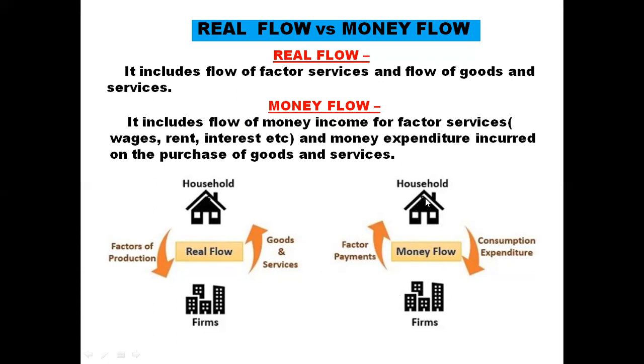And when the households buy goods and services from the firms, in order to buy goods and services, they do consumption expenditure, that is money flows from households to firms, that is their spending and the money is going to the firms. So this is the money flow because money is moving in both the cases. Factor payments are done in the form of money, right? Factor payments can be wages, rent, interest, and consumption expenditure, that is whatever households are spending, they have to pay for it. So they are paying to the firm. So this is the money flow, right? This is in the form of money. So this is the difference between real flow versus money flow.